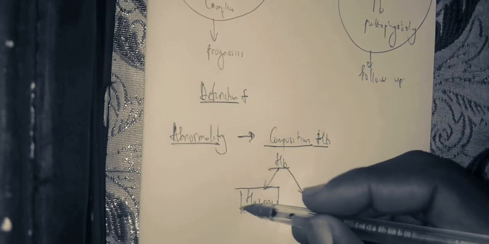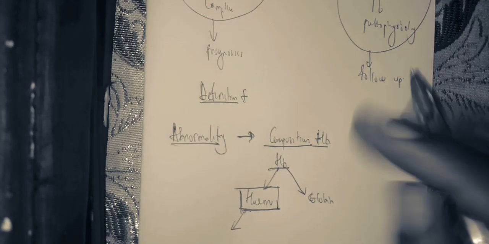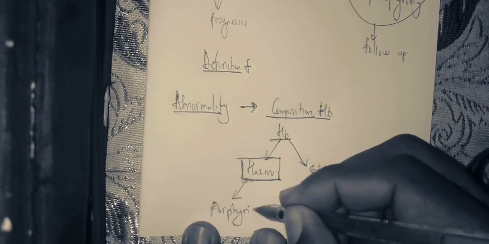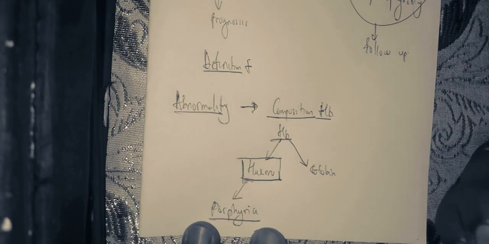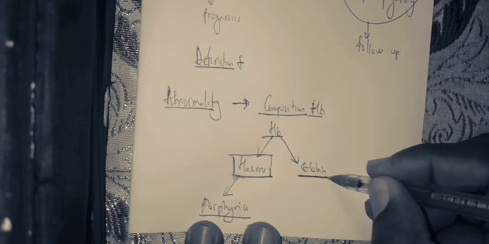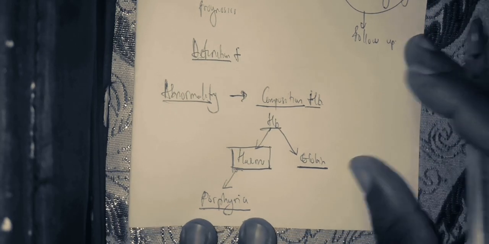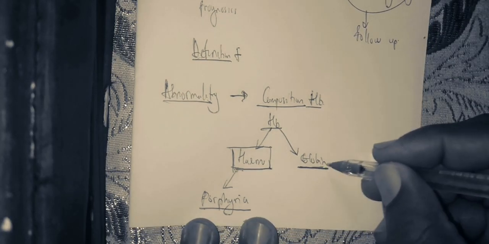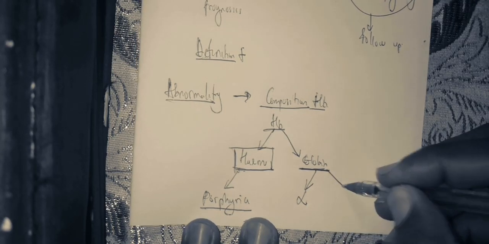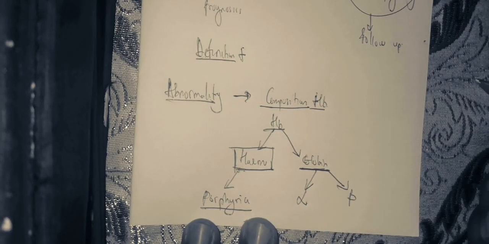sickle cell. When you have abnormality in the heme, you are going to have a disease called porphyrias. Now, abnormalities in the globin: the globin chain is divided into two. You have the alpha globin chain, you have the beta globin chain.